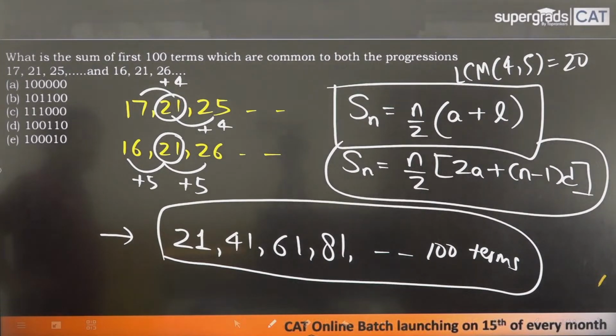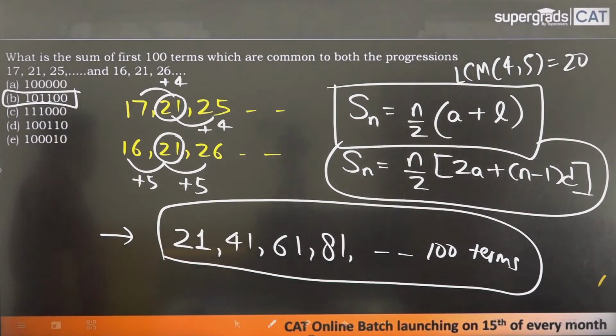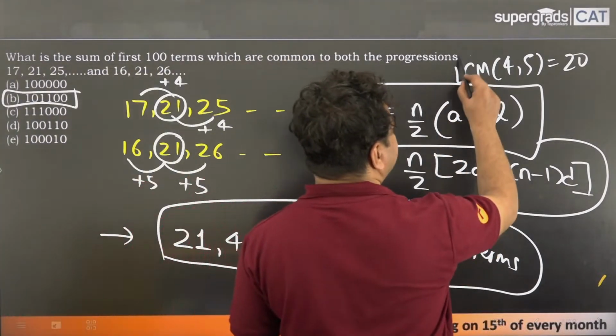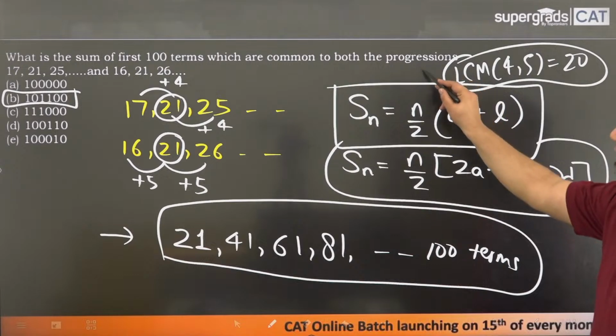Let us put in the values and get the answer. Great. So when you calculate it, the answer will be option B. I hope all of you have got that. It's an easy question, not a difficult one. But whenever you have a question like this, the main take home lesson is that we need to find the LCM of the common differences, then everything is sorted. Is that clear? So this is the main learning for this question.